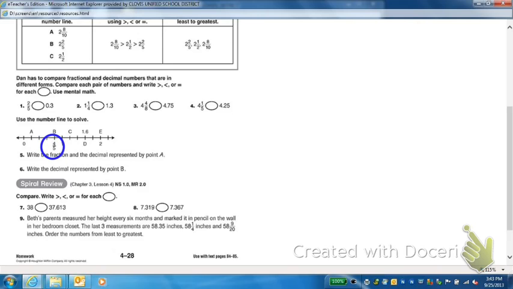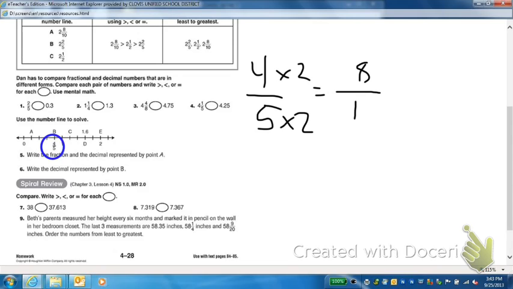So there's point B, 4/5. I want to try to get my denominator as a 10 if possible, and I can do that here by multiplying it by 2. I get 8/10, which as a decimal is going to be 0.8.